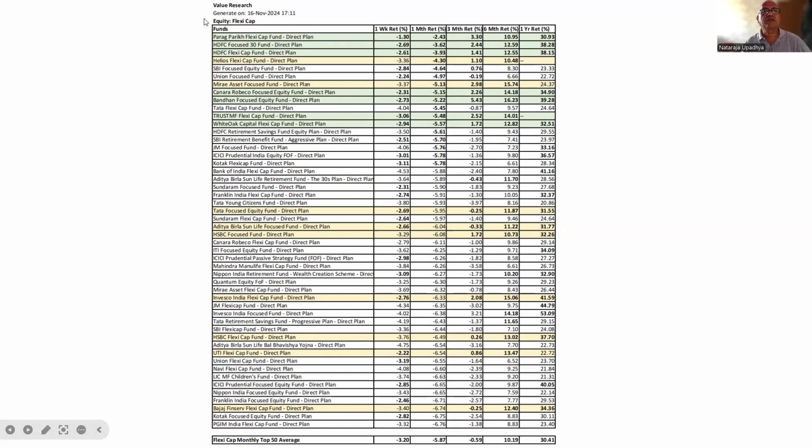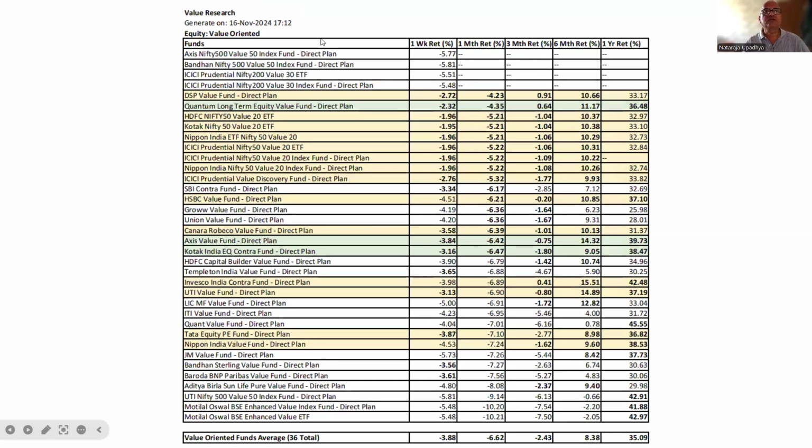39.28%. And the other ones in green are Parag Parikh Flexi Cap Fund, HDFC Focused 30 Fund, HDFC Flexi Cap Fund, Canara Robeco Focused Equity Fund, Bandhan Focused Equity Fund, Trust MF Flexi Cap Fund, White Oak Capital Flexi Cap Fund. Note that many of these in green are also negative for the week and the month, and some are positive for the 3 months basis. So let's move on to the next one.